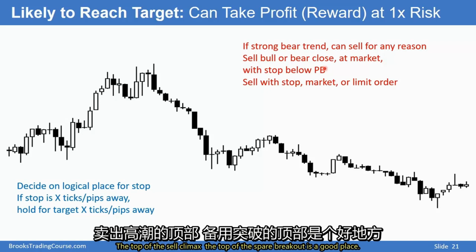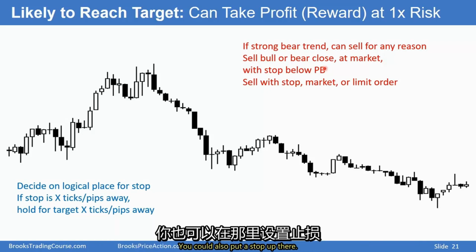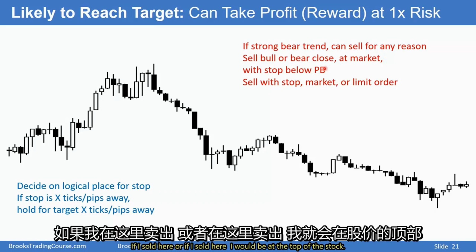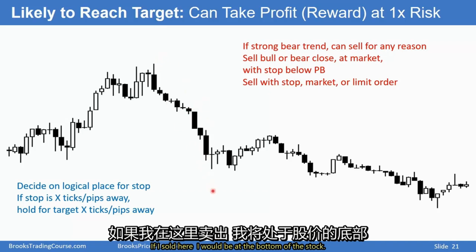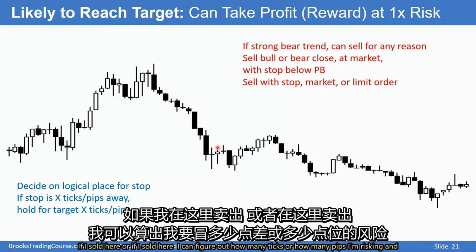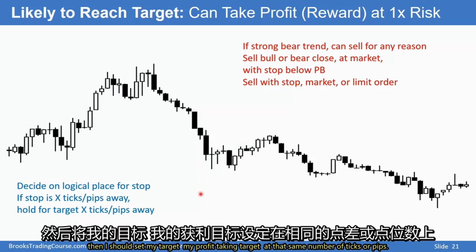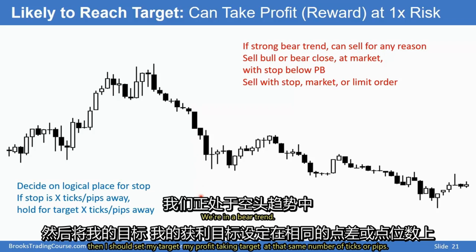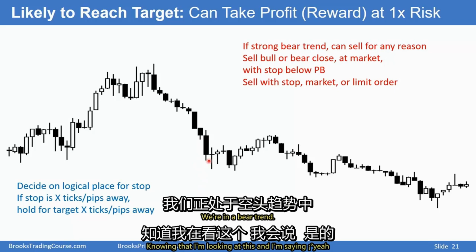It doesn't matter what reason you use to sell. You next have to analyze where is a logical place for the stop. The top of the sell climax, the top of this bear breakout is a good place. You could also put a stop up there. And you know how far your entry price is. If I sold here or if I sold here, I can figure out how many ticks or how many pips I'm risking, and then I should set my target, my profit-taking target, at that same number of ticks or pips, knowing that I'm looking at this and I'm saying, yeah, it's probably going down. That tells me that I'm at least 60% certain that it's going to go down for a move equal to my risk, and therefore I have a good location for taking profits.